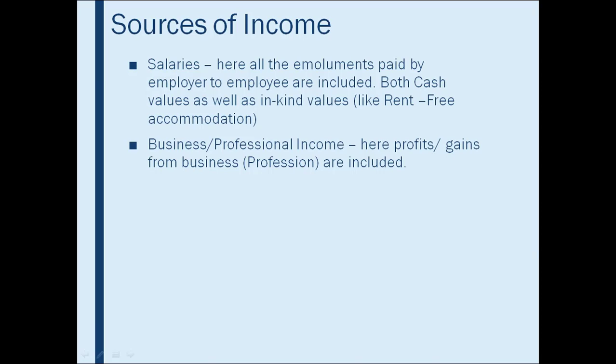Then there is income from business and profession, where some people might have a business, or some people might have a profession, such as a doctor or a chartered accountant or an interior decorator or a lawyer. For self-employed people, whatever money they receive from their clients or from their patients, all of that is included.